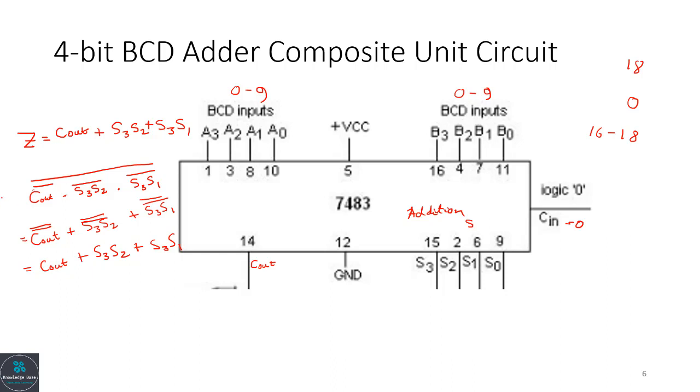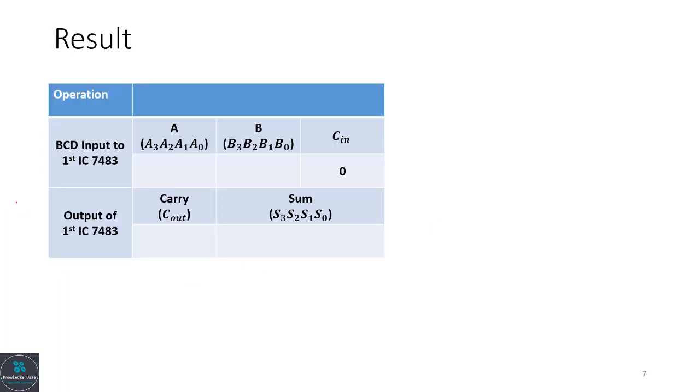So let us make Z this expression. Why we are insisting on this expression is that by this we can implement that logic using only NAND gates. In the previous case we needed to use OR gates and AND gates, but here we can implement it using only NAND gates. So let us take an example.